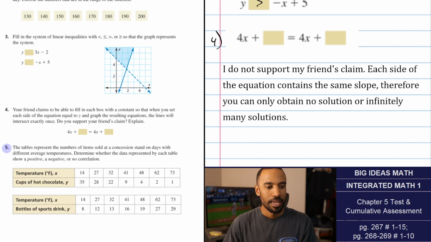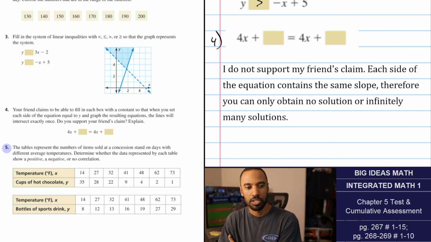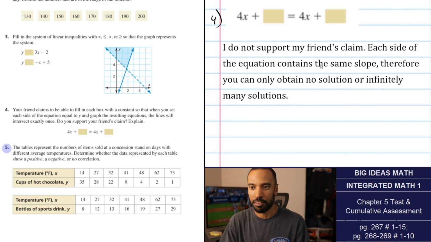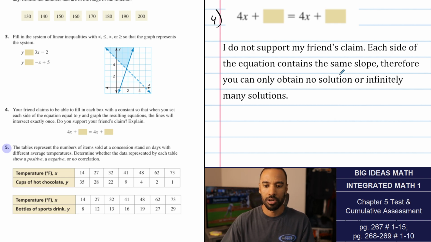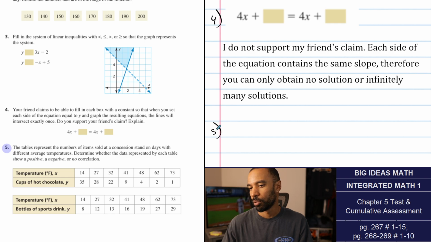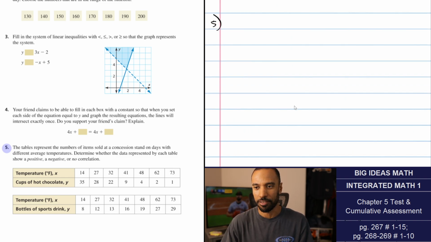Number 5. The tables represent the numbers of items sold at a concession stand on days with different average temperatures. Determine whether the data represented by each table show a positive, negative, or no correlation. Oh, this is like that stats stuff. I forget what chapter this was, though. I think 3. Well, no, it might have been 4. Now, I don't know if I fully intend on plotting these points without using a graphing calculator or rewriting them in order, and I think that would really help if I did.